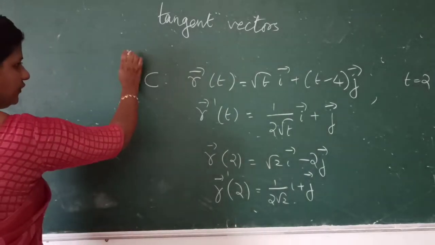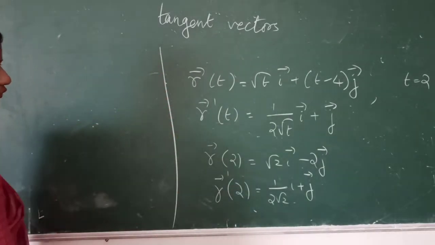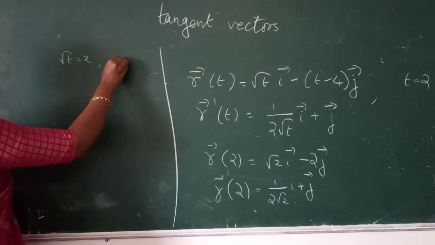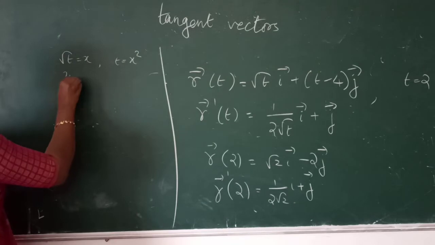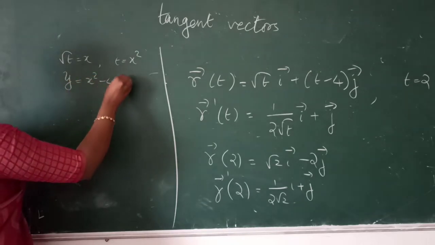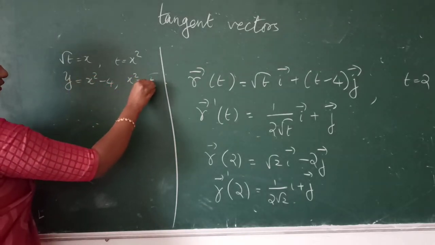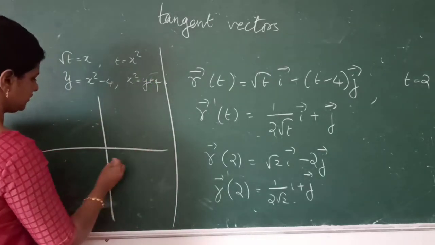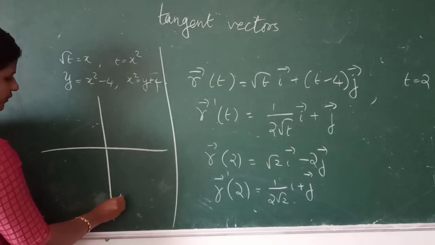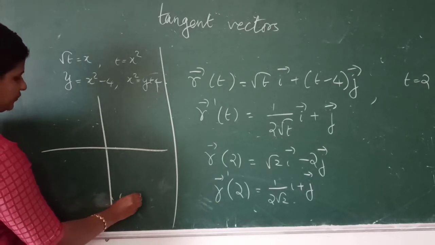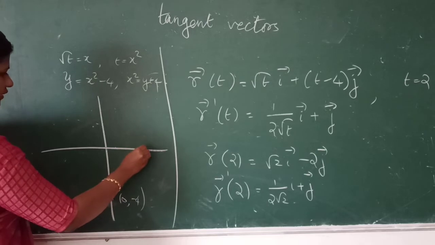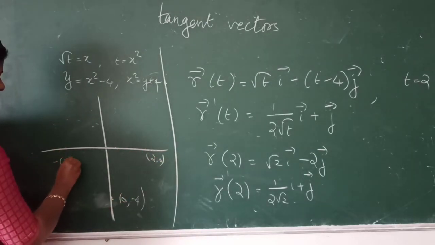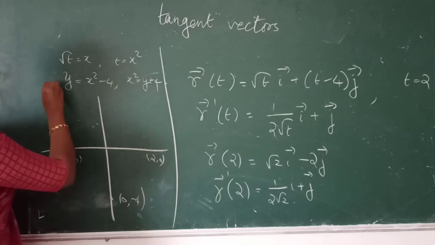Now we have our curve. First we want to draw the curve. Here root t is equal to x, that means t equals x square. So y is equal to x square minus 4 or x square equals y plus 4. And we know that this represents the parabola with the vertex 0, minus 4. And here it gives us 2, 0, and now it gives us minus 2, 0. So our parabola is like this.